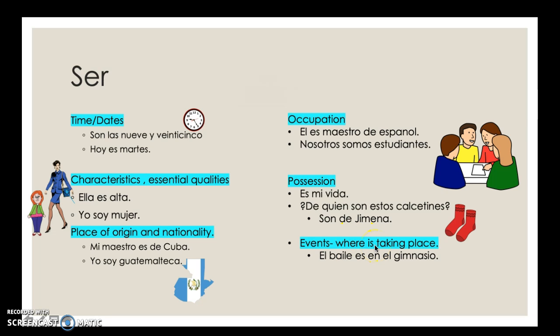Where is something taking place? So someone can ask, ¿dónde es el baile? El baile es en el gimnasio. The dance is in the gym.